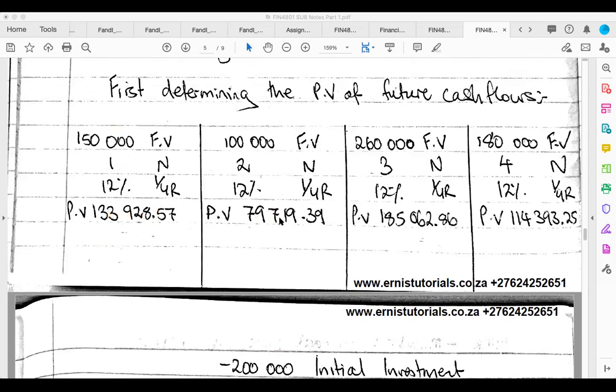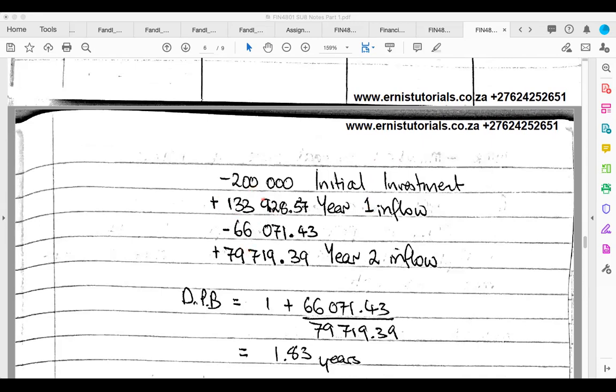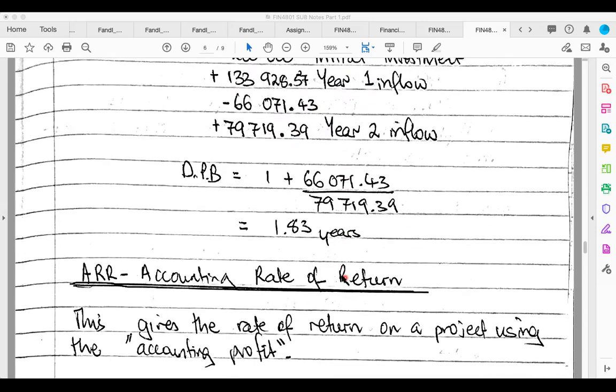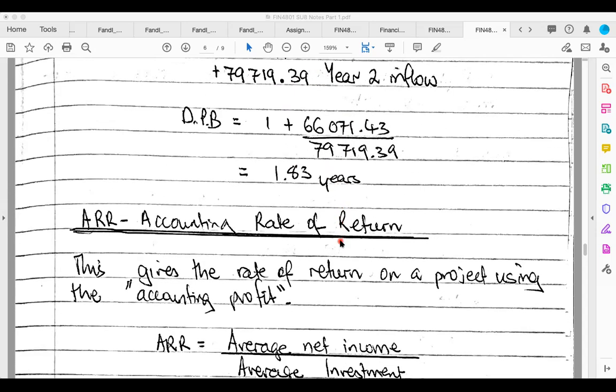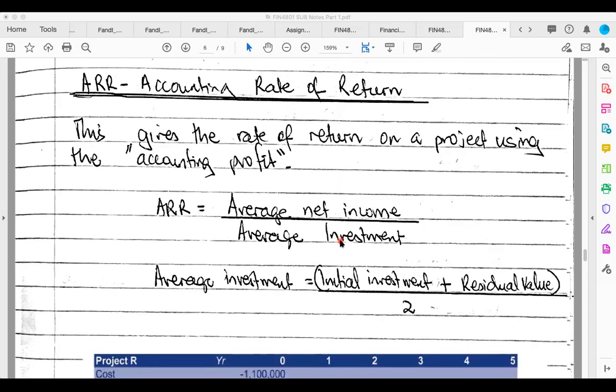Remember, you'll get your PVs as negative, but you can ignore those negatives. They don't mean anything in this context. So you would put your 150, N is 1, 12% interest, get your PV. So you get the present values, and then you just repeat that calculation for the payback. Initial investment plus year one inflow, get the balance, add the next inflow. The moment the next inflow is higher than the outflow, you stop there. You take the year before the last outflow divided by the last inflow, and we get 1.83 years. And again, we accept a project if the discounted payback is less than the target payback.